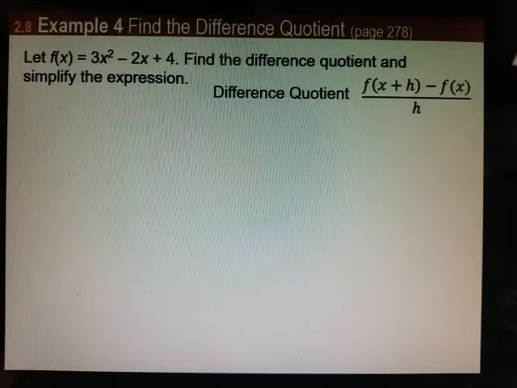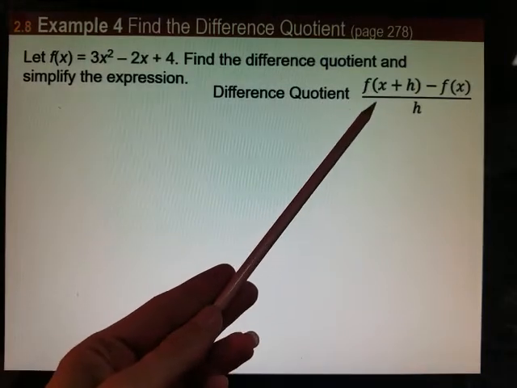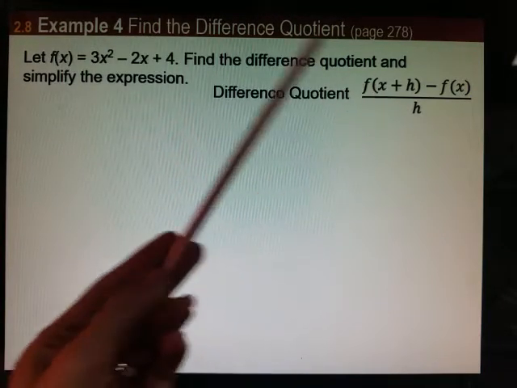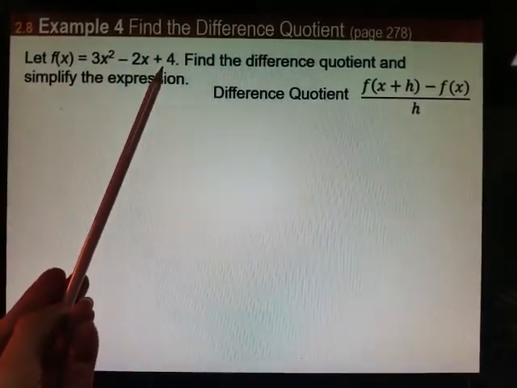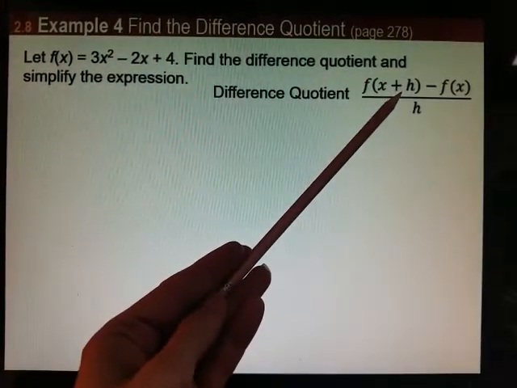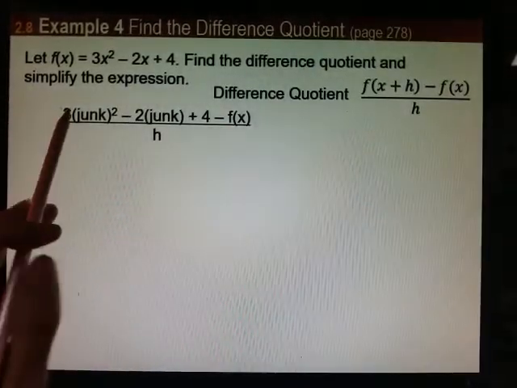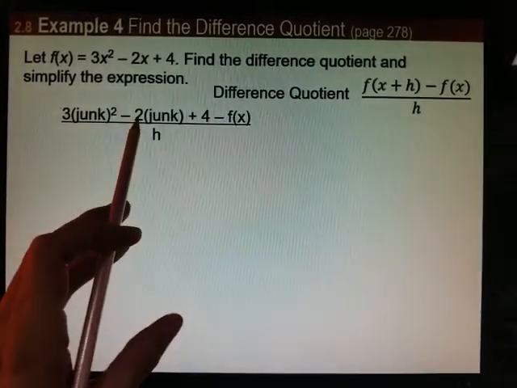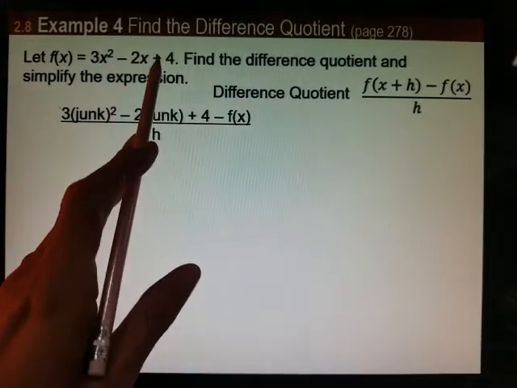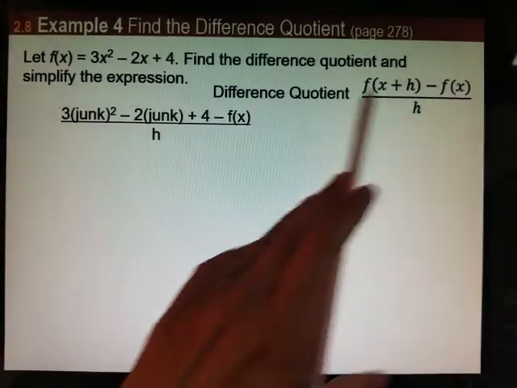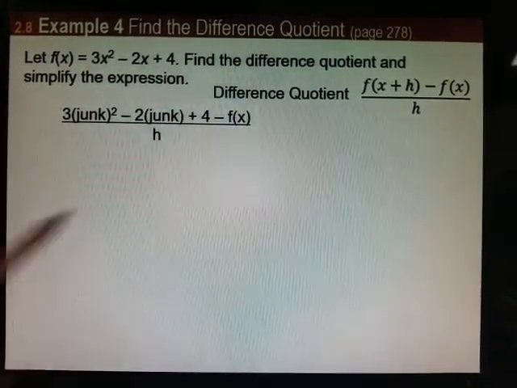All right, so the difference quotient, you do not have to memorize this. We give you the difference quotient rule. Now this tells me to plug in x plus h for every single x. So that's the first step I want to do. I just want to plug in x plus h for each x. So I'm calling that 3 times the junk squared minus 2 times that junk of x plus h plus 4. Then I want to minus the function itself. That's minus f of x. That means all of that over h.